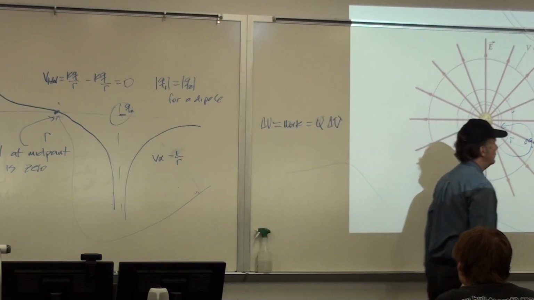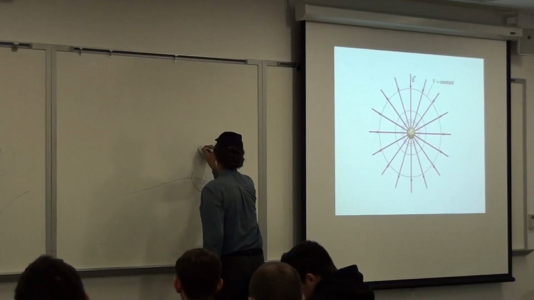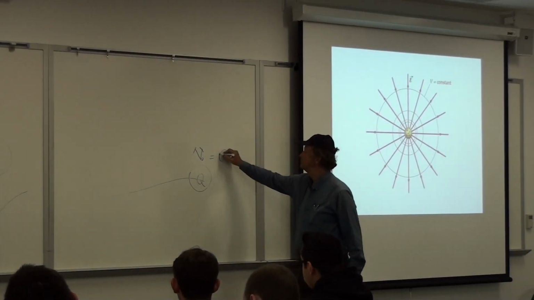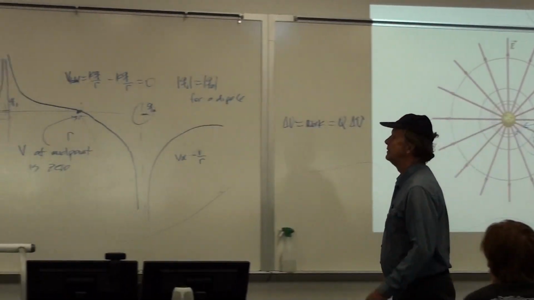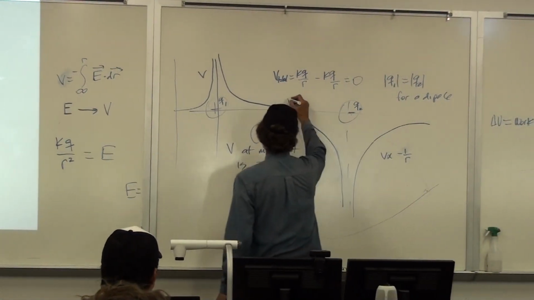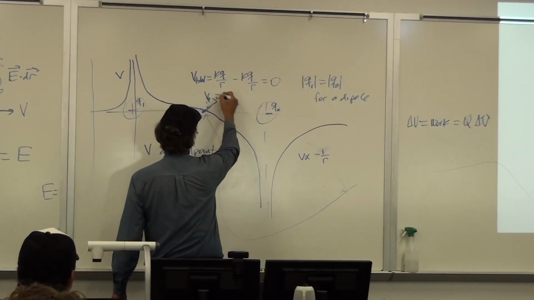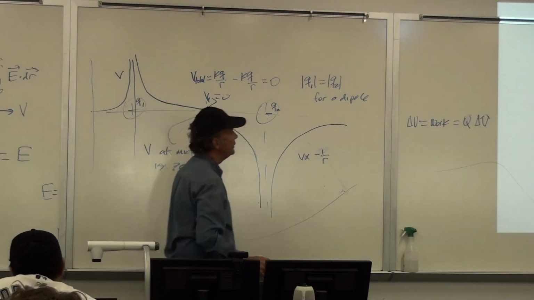Okay, so this is V initial. But we're out here at infinity, so that's 0. This is V final. Remember, it's a difference in voltage. That's also 0. We just showed that that's true there. And so that means that the difference in voltage is 0.